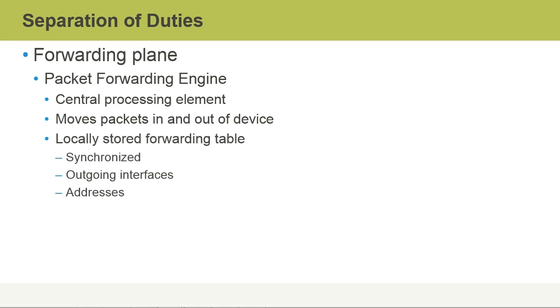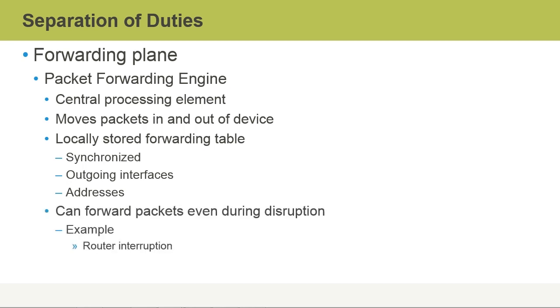Now, although the forwarding plane and the control plane are separate, they do talk to each other. And one of the things that goes on in the dialogue between the two is the synchronization of the forwarding table. The forwarding table is created on the control plane. The forwarding plane gets a local copy, and the forwarding table is then synchronized with the source. The forwarding table itself contains information like outgoing interfaces and addresses. Based on this architecture, the packet forwarding engine, which again is the forwarding plane, can forward packets even during a disruption, even for example if there was a router interruption.